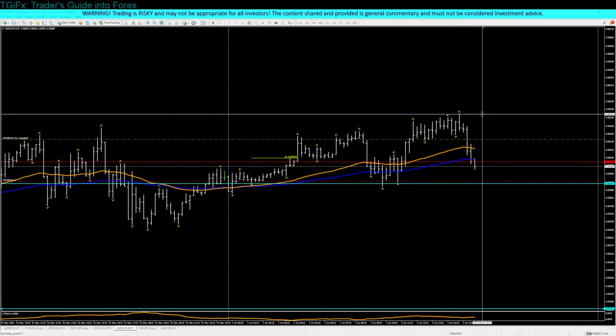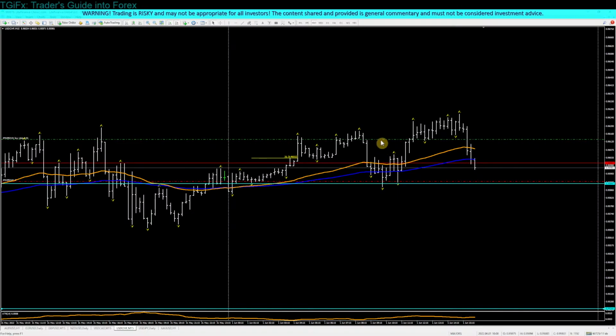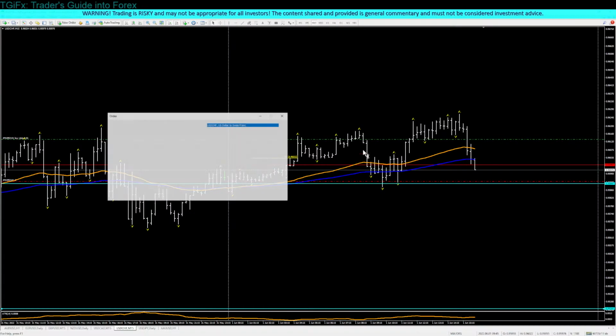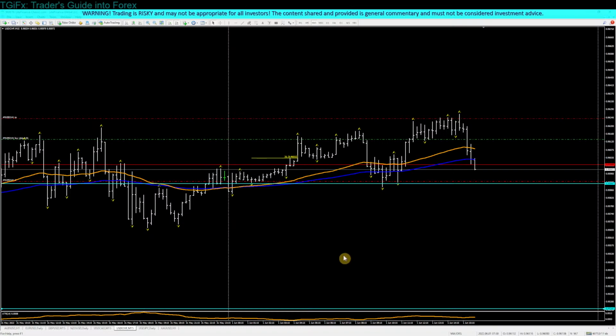Okay, so take profit should be somewhere at this one lang, or maybe lower. 96.24. Okay. So let's see if that goes. Pag ayaw naman din, ka-cancel natin siya in 4 minutes.